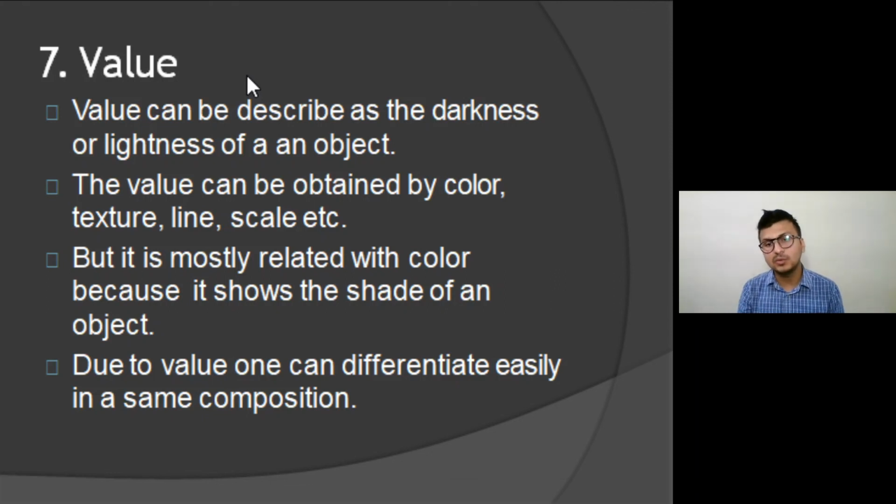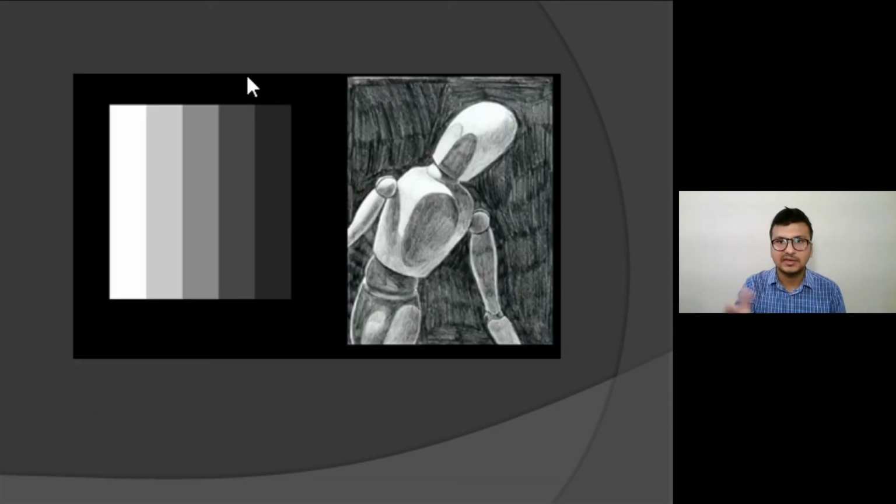Due to value, one can differentiate easily in the same composition. We don't need to change the composition. In the same composition, one can check the value. Here is an example of the value. You can see here the color is black. Now this color, this and this, these are the three different shades of black, because the percentage of darkness is increasing gradually. If you talk about the first strip, it's white with a little bit of black color.